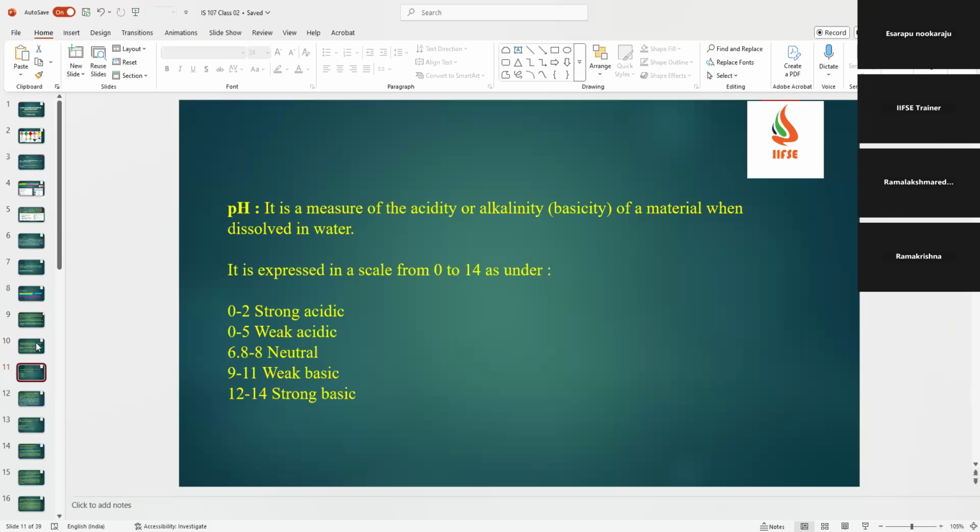For emergency action, we have the emergency action code, I mean the HAZCHEM code. The CAS number is for identification of the material. It is a unique number, like an Aadhaar number for a chemical. Then pH is a measure of acidity or alkalinity, the base nature of the material. It reflects the number of hydrogen ions in the material, with a range of 0 to 14. 0 to 4 is strong acid, 5 is weak acid, 6 to 8 is neutral, 9 to 11 is weak base, and 12 to 14 indicates a strong base.